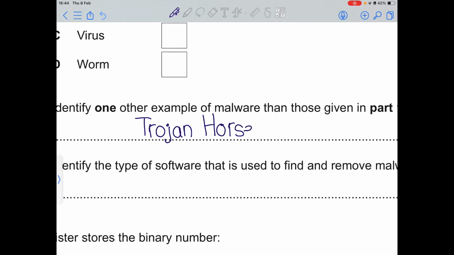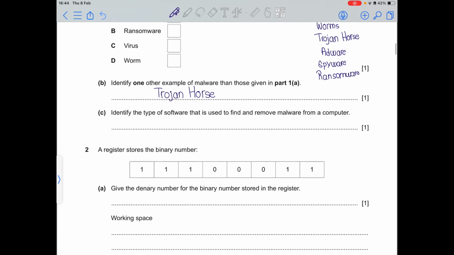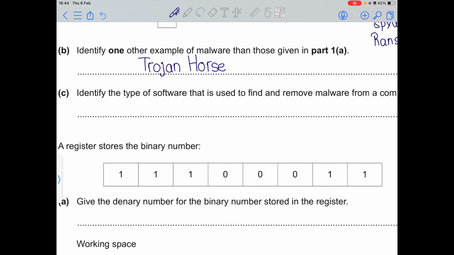The next question is: identify the type of software that is used to find and remove malware from a computer. A simple question again. To remove any malware, you will need anti-malware software. You can include software if you want.